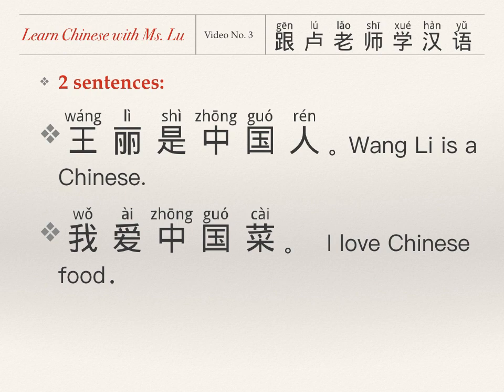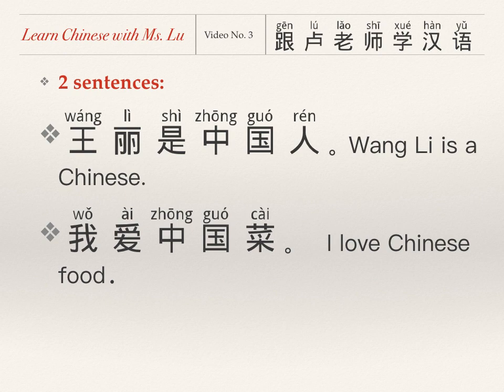Now let's learn the second sentence, 我爱中国菜. 我 means I. 爱, we learned in the second video, means love. 中国 is China. 菜 is vegetable or dish. So together, the sentence means I love Chinese dish. It means I love Chinese food.